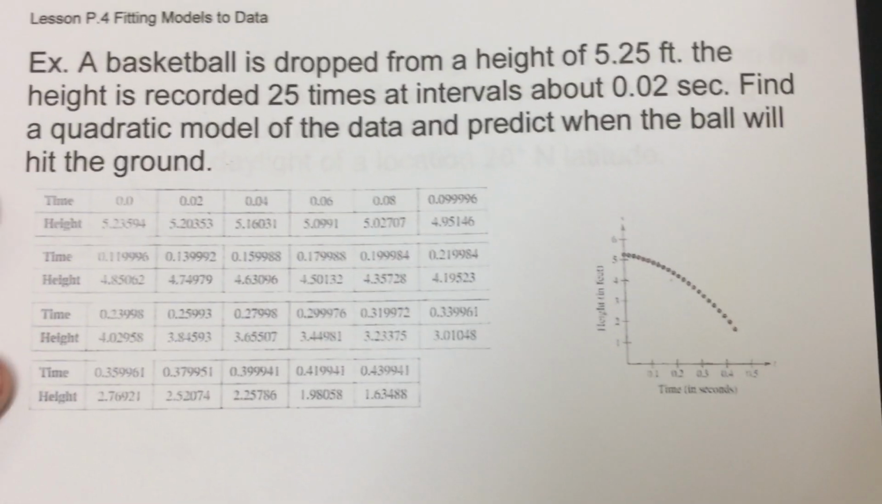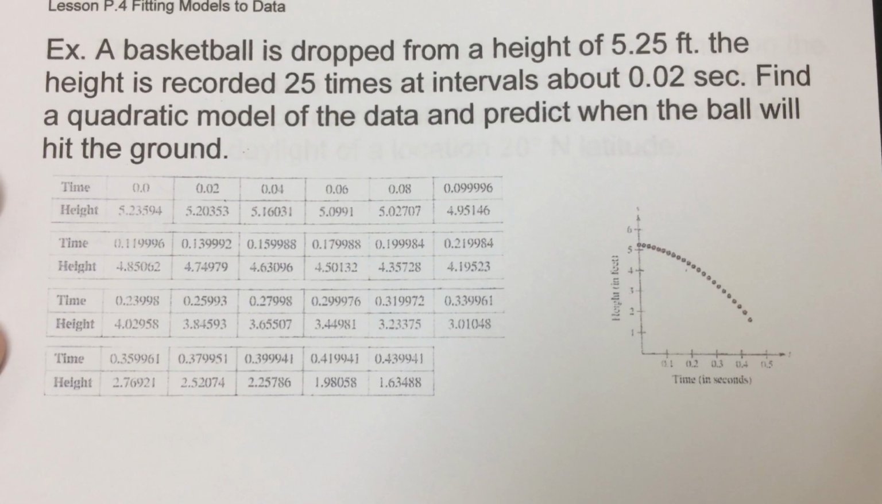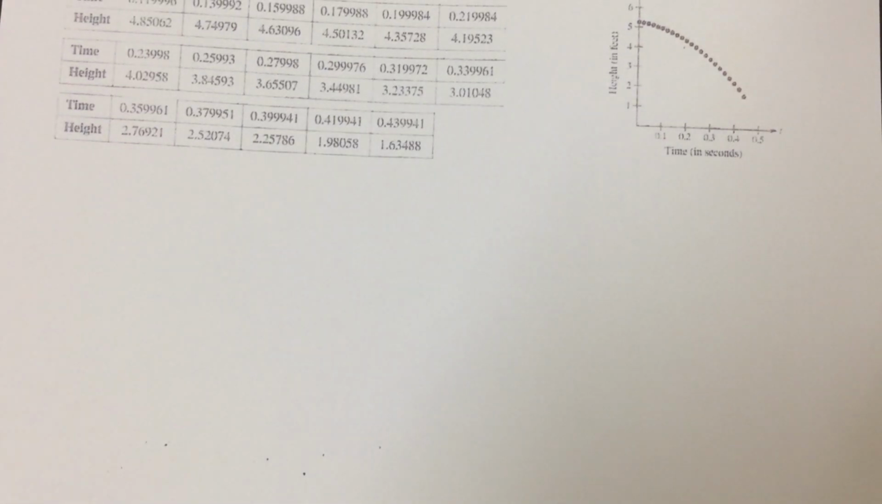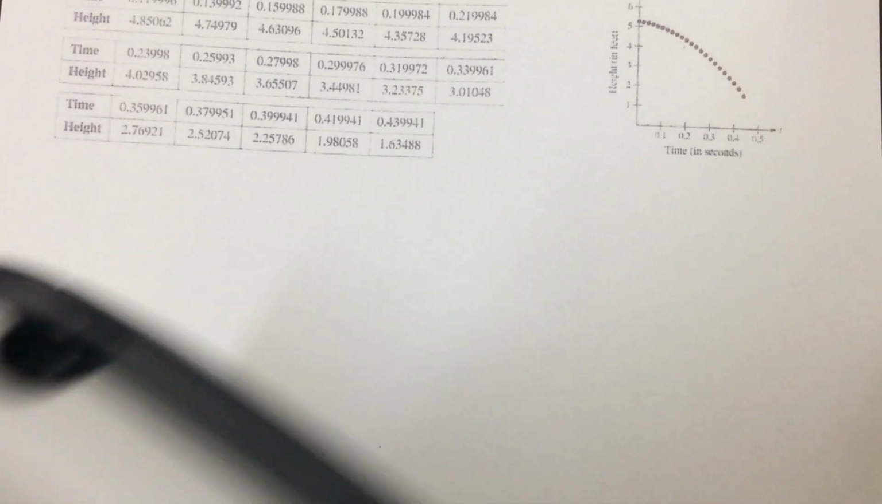So another one here. This time, we're taking a basketball, we're dropping it from a height of 5.25 feet, and we're going to take 25 different data points that are about 0.02 seconds apart. And then we're going to find a quadratic model for this graph. So again, you're going to want to pull out my right calculator here.